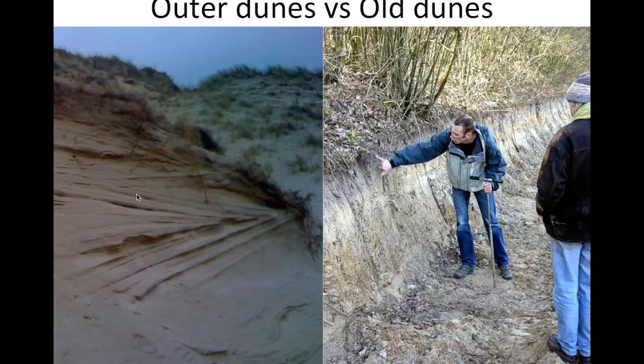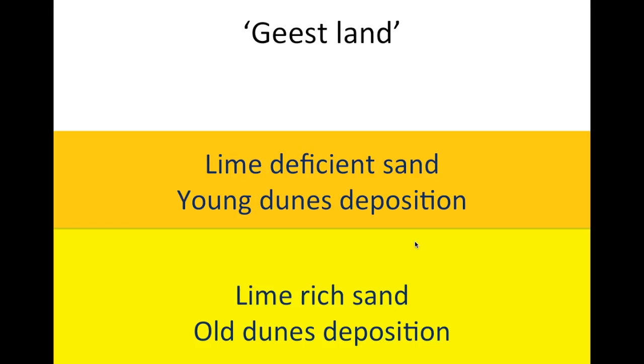And anyway, so in the outer dunes, there is almost no humus. Nothing can grow there except the pioneer plants. And then, of course, the old dunes, they have built up topsoil and other plants move in and take over and form a stable ecosystem. Right, now what did it do with Geestland?